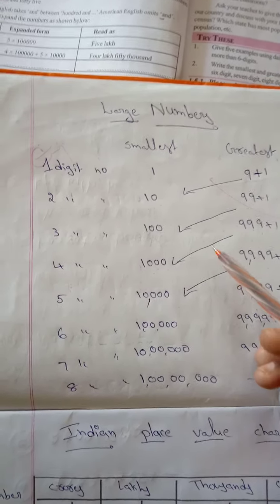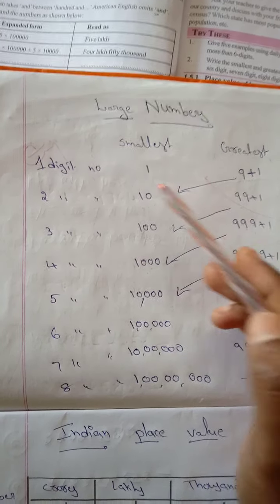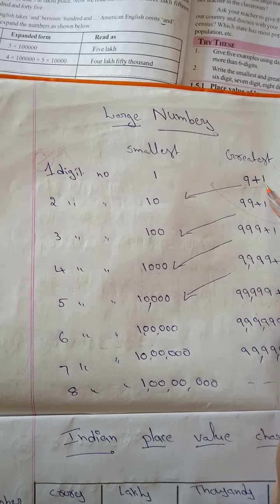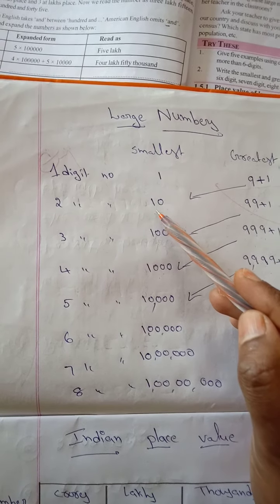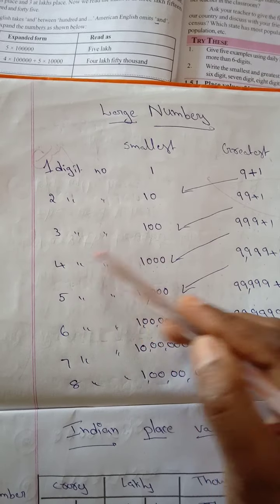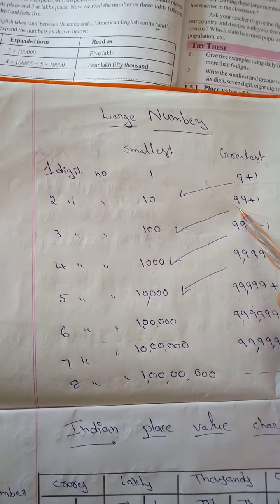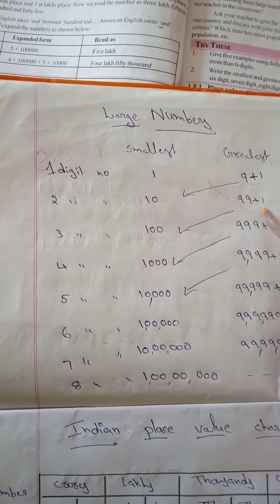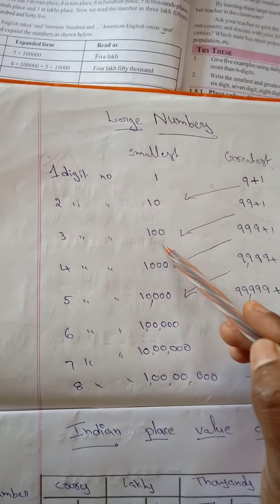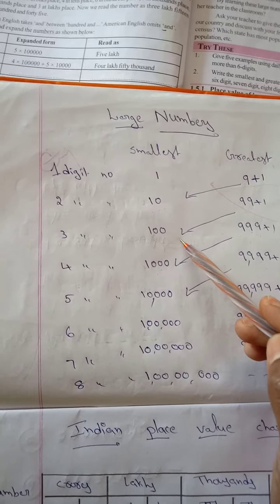Once you observe here, what is the one digit greatest number? 9. So 9 plus 1 is how much? 10. What is 10? The 2 digit smallest number. Next, what is the 2 digit greatest number? 99. 99 plus 1 is 100. What is 100? The 3 digit smallest number.